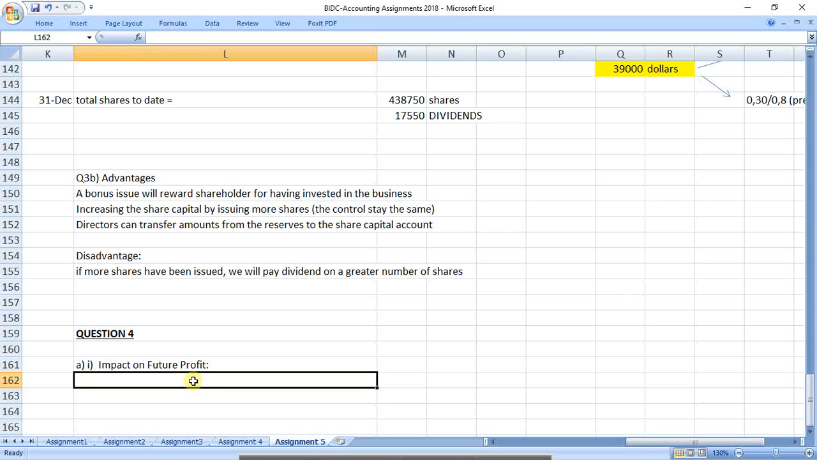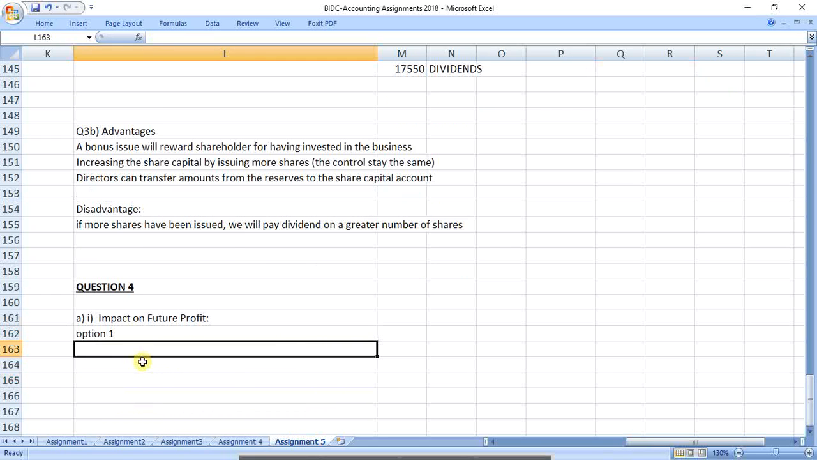Number one, issue 160 ordinary shares at 0.50 each. Number two, issue a further debenture of 80,000. So they're saying what impact would that have on the future profit? We need to look at each one. Option one said issue 160 ordinary shares. If you're issuing more shares, you would have debited bank, you would have credited share capital.